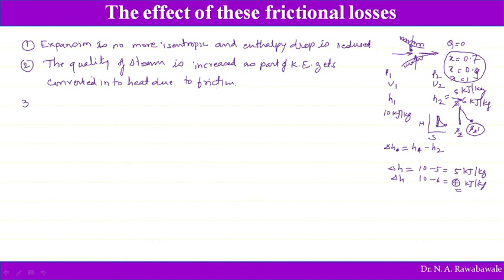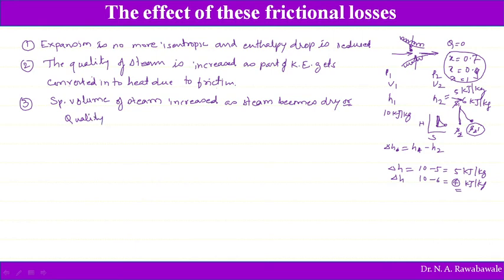Then the third effect of this friction is that the specific volume of steam is increased as steam becomes dry, or quality of steam gets improved.